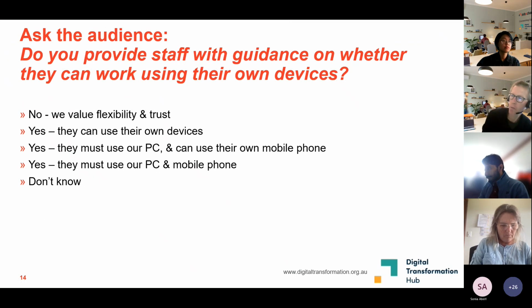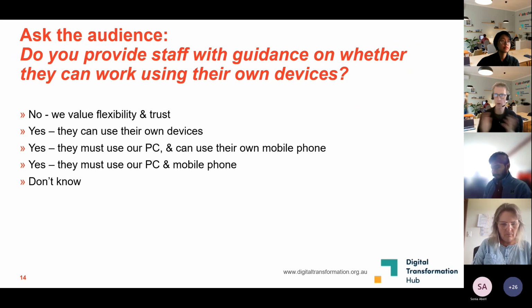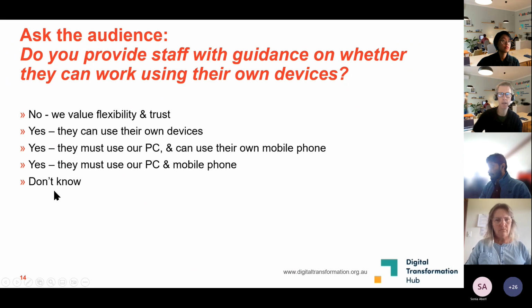Question again, do you provide staff with guidance on whether or not they can work using their own devices? So that might be their own mobile phone, that might be their own computer. Just interested because there's pros and cons to this on both sides. So little question again, do you provide staff with guidance as to whether or not they can work using their own devices? And I'll put that up in a second.